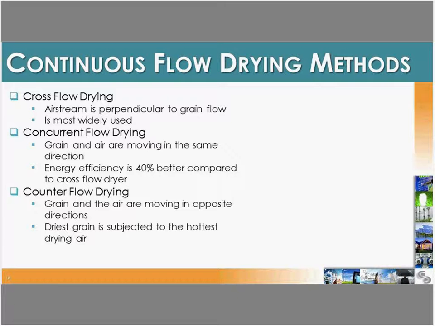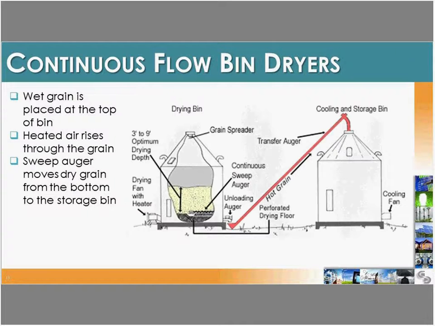I'll move to the next slide here. I want to talk a little bit about the continuous flow bin dryer. And you can kind of see a pattern of the bin dryers and basically how they work with the filling of the grain, the perforated floors. So in this continuous flow bin, the wet grain is placed on top of the drying grain. So there's kind of an elimination of the need for a wet bin, so you're just basically putting it all in that same bin.